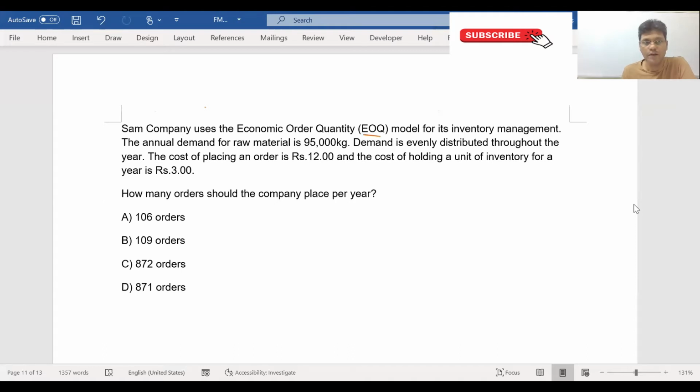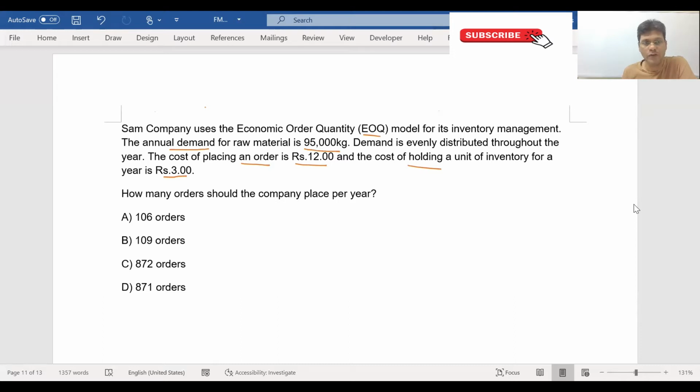The annual demand for raw material is 95,000 kg. Demand is evenly distributed throughout the year. The cost of placing an order, the order cost, is 12 rupees, and the cost of holding a unit of inventory for a year is 3 per unit. How many orders should the company place per year?